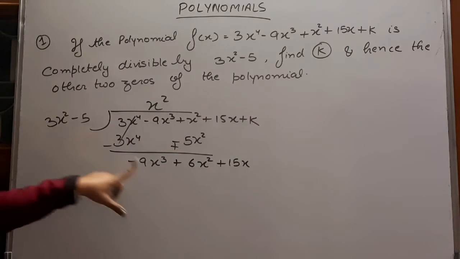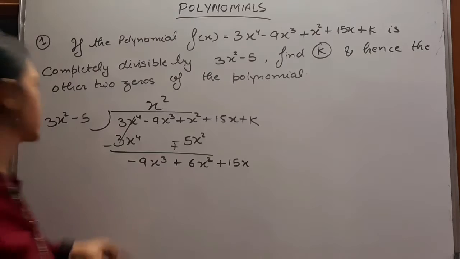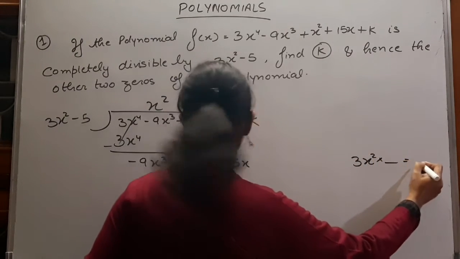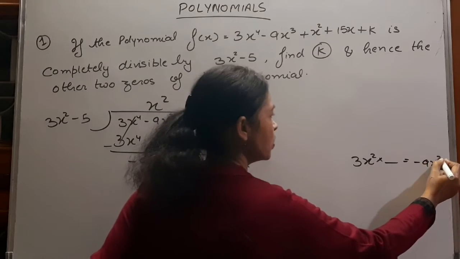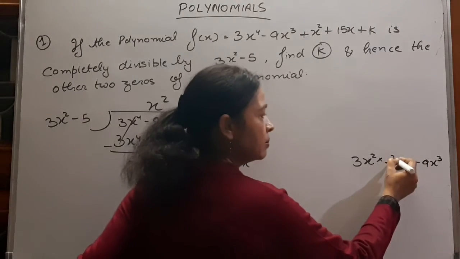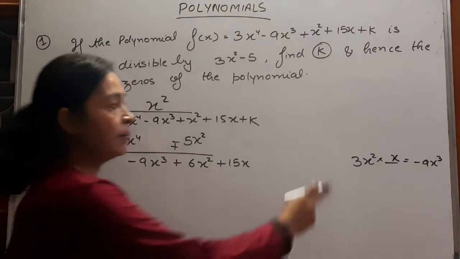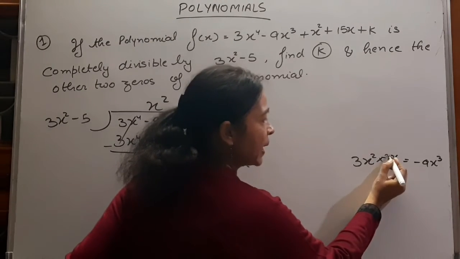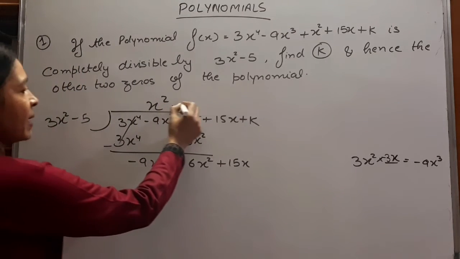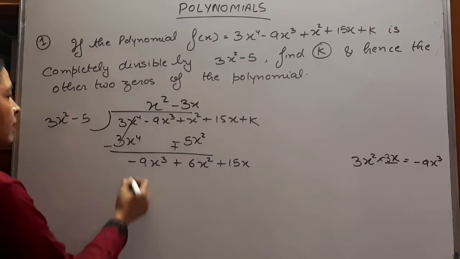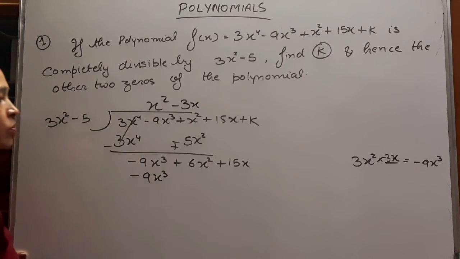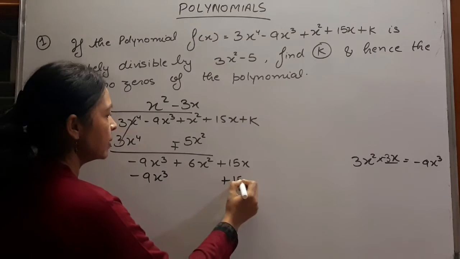Now we have 3x² and we need minus 9x³. 3x² multiplied by x equals minus 9x³. We read the power of x as 3. First 3x and minus 9: 3 into minus 3 is minus 9. So we will multiply with minus 3x. We will get minus 9x³ minus 5 into minus 3x plus 15x.